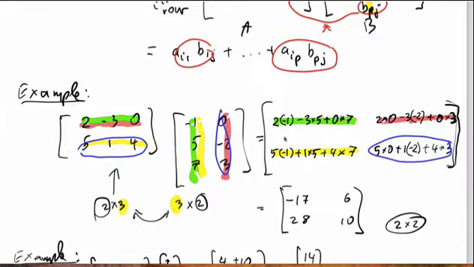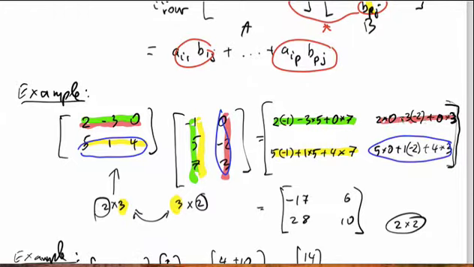Then this is, for example, the 2,1 entry. So this comes from the second row and the first column: 5 times minus 1, 1 times 5, 4 times 7. And then we add these together.